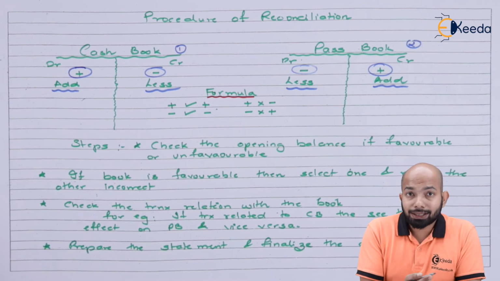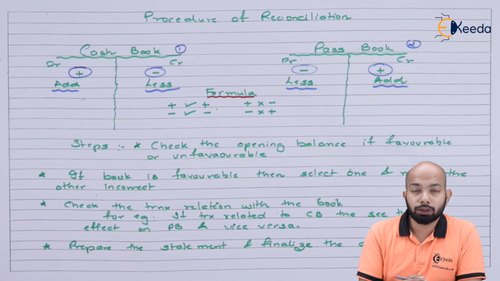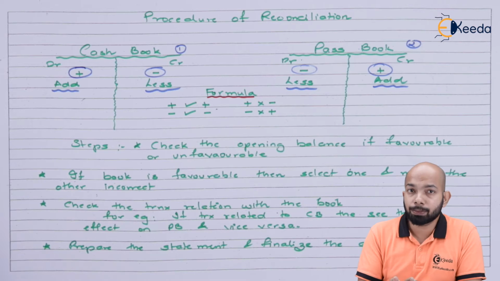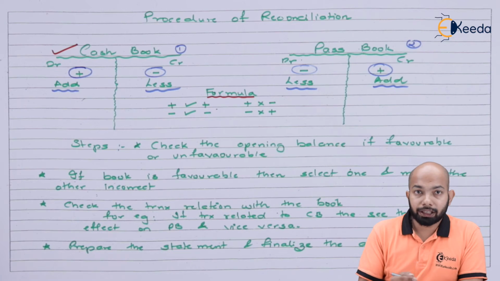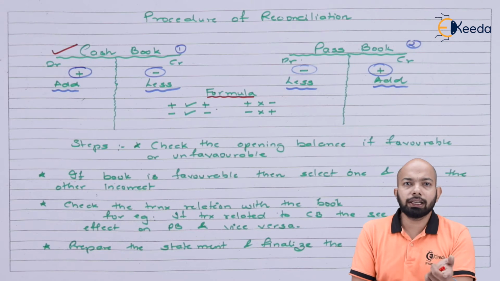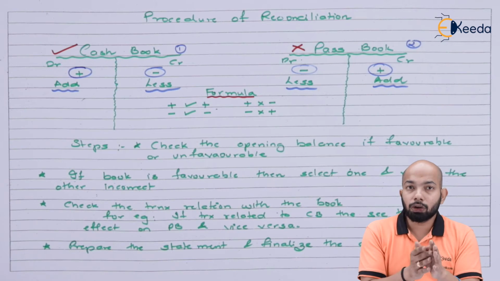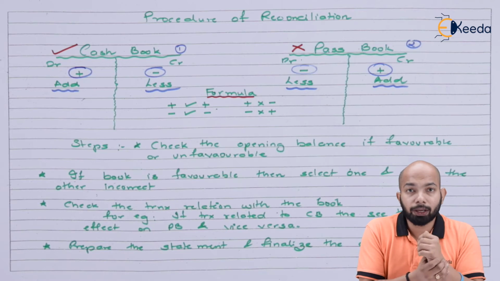So if cash book is the starting point here, that means we'll tick mark it as correct, cash book. That means we'll tick it correct because cash book has favorable balance as per the question. So if cash book is correct, we have tick marked it. Now, if the cash book is correct, that means the other book is incorrect by default. Please make sure you pay a lot of attention on this tick mark because this is one of the key factors of understanding the formulas.